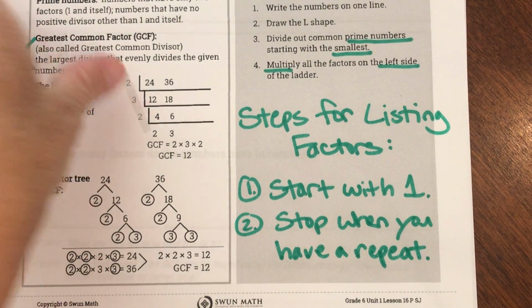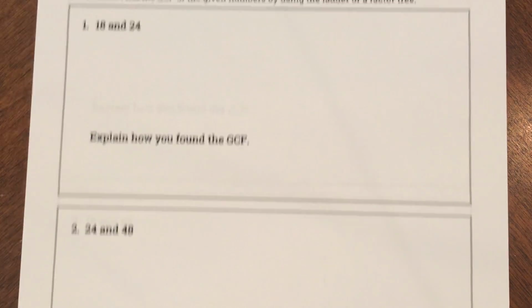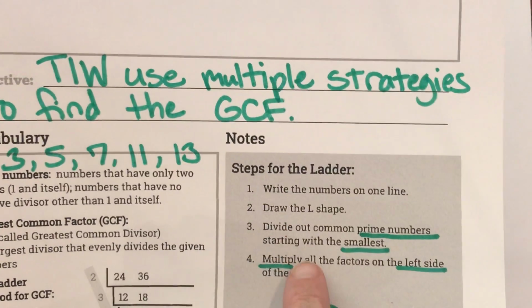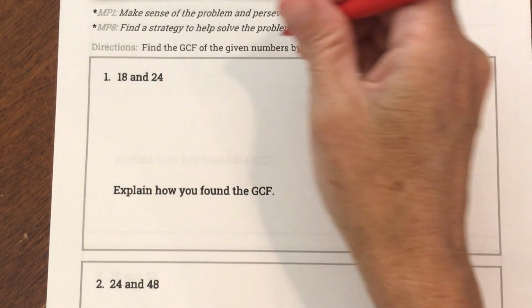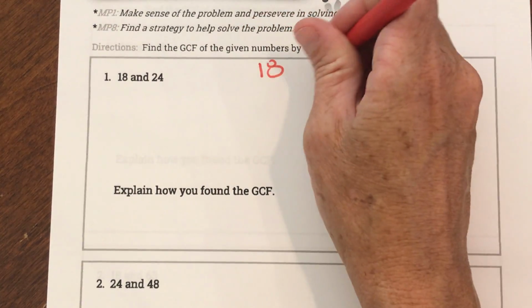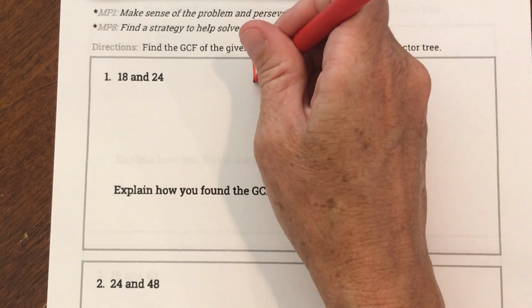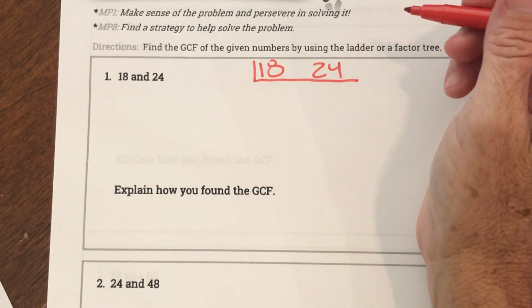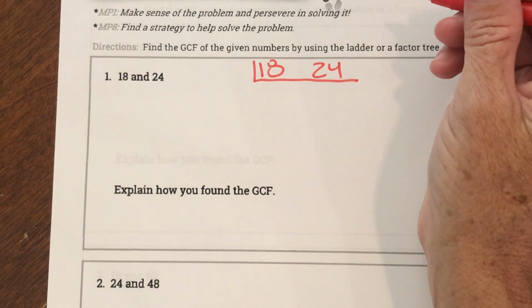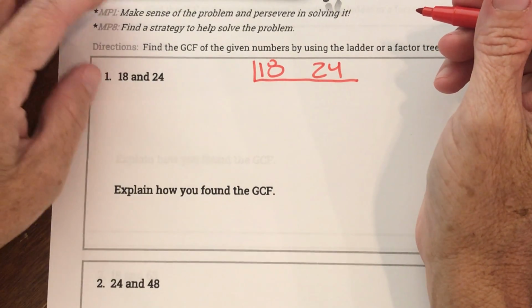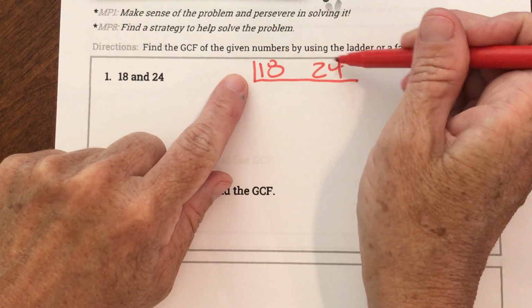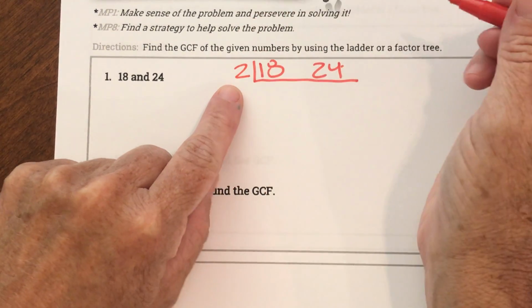Okay, so I'm going to get started on my first problem, which is 18 and 24. So for the ladder method, it says write the numbers on one line, and you can follow along with your steps with me. So I have 18 and 24, and then draw my L shape. And then divide out common prime numbers starting with the smallest. So my prime numbers are 2, 3, 5, 7, 11, and 13. So I start with my smallest. Can I divide both those by 2? Yes. So I'll put a 2 there.